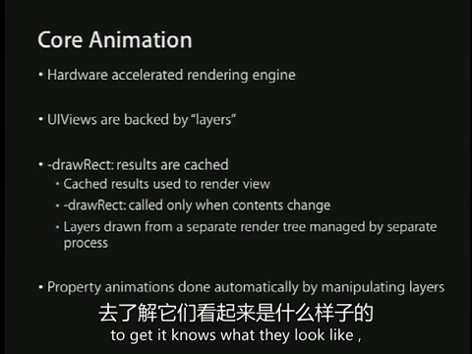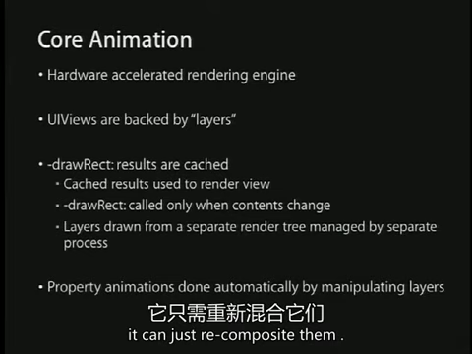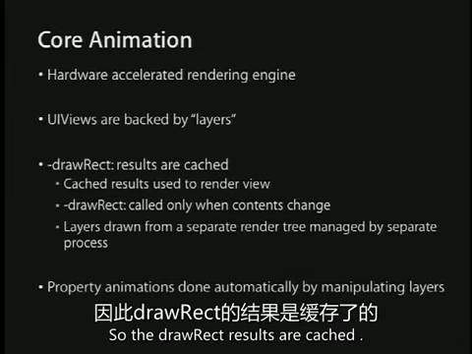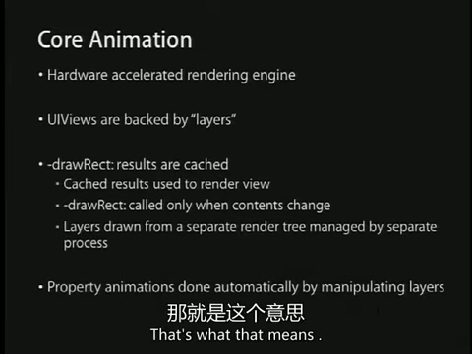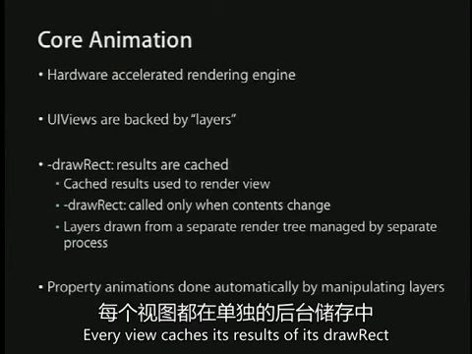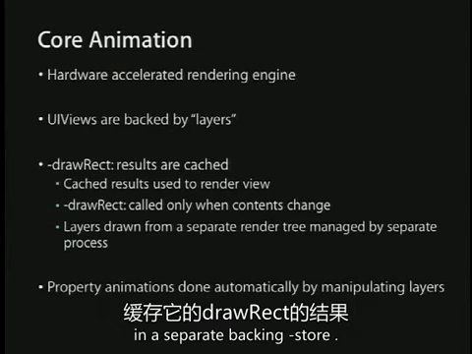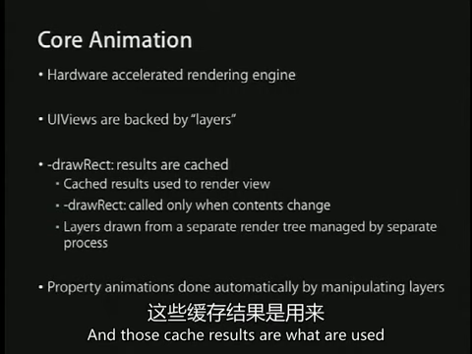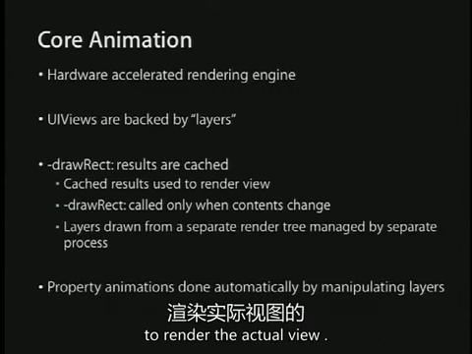It never has to call drawRect again. It knows what they look like. It can just recomposite them. So the drawRect results are cached. That's what that means. Every view caches the results of its drawRect in a separate backing store, and those cached results are what are used to render the actual view.